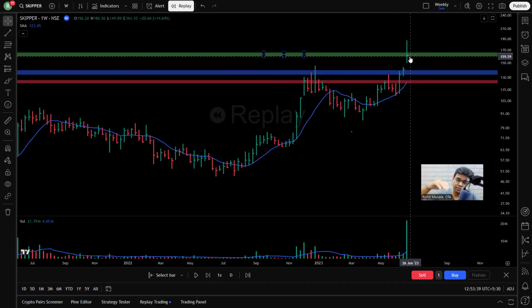I'm talking 20% above the green zone. Okay. Could happen in a week's time. But as you can see here, although this is a green bar, which means up closing, it is a weak closing. Weak closing means the closing is below the midpoint of the bar.